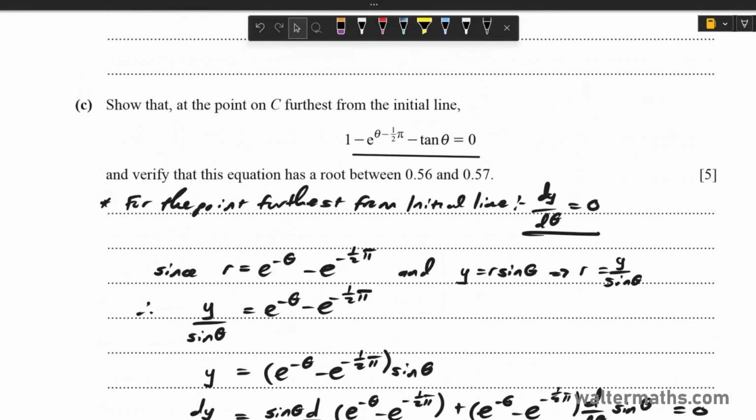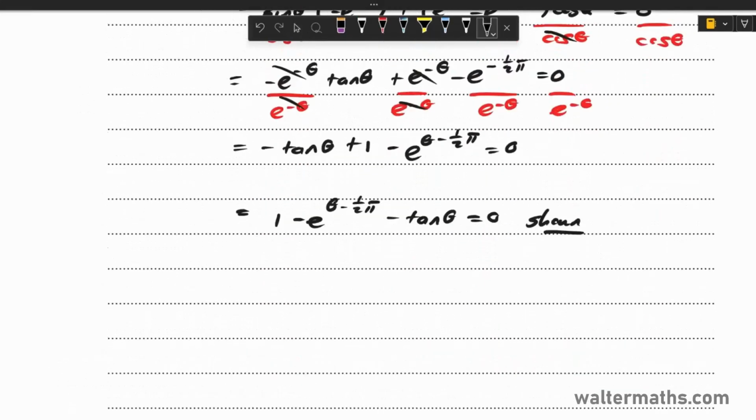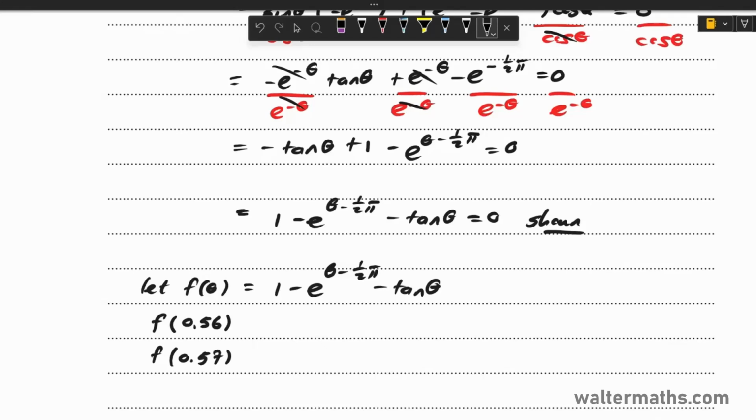Now the other part of the question says, and verify that this equation has a root between 0.56 and 0.57. All right, so here I'm gonna say let f of theta be equal to 1 minus e to the theta minus half pi minus tan of theta. Okay, so we are going to look for f of 0.56 and f of 0.57 to see if we will get a sign change from this.